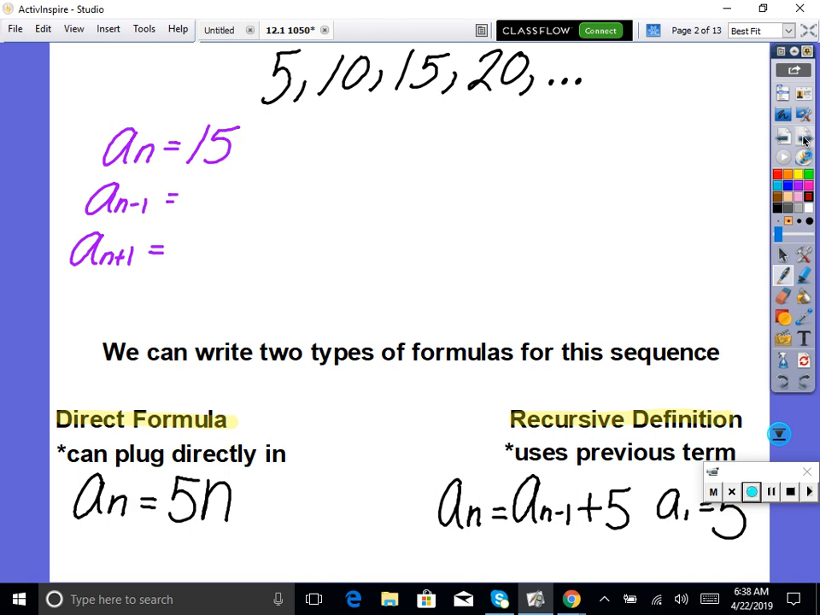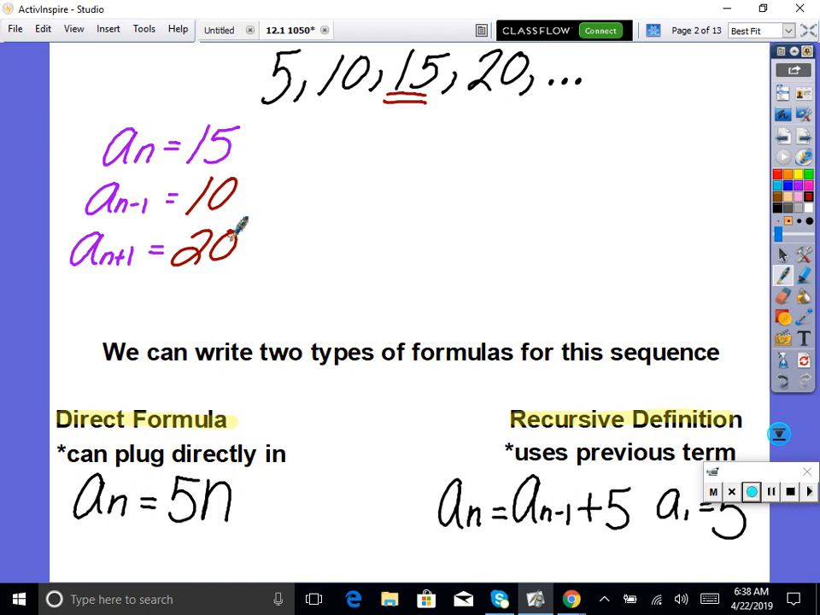Here is 5, 10, 15, 20. If I said a sub n is 15, then we're looking here. What would a sub n minus 1 be? 10. What would a sub n plus 1 mean? 20. Okay, good. Awesome. All right, so we can write two types of formulas for this particular sequence, 5, 10, 15, 20. I would write this down.